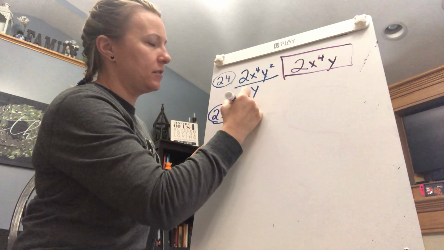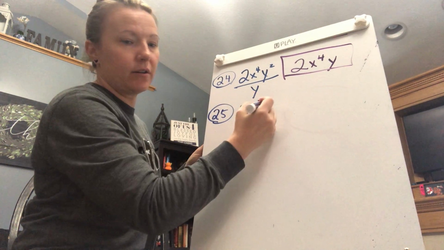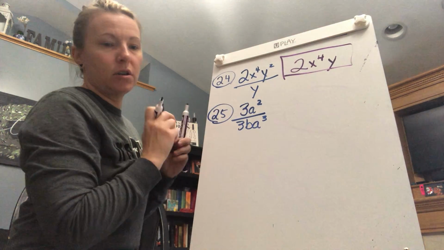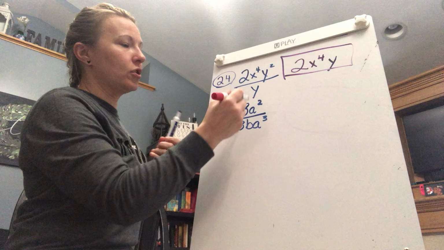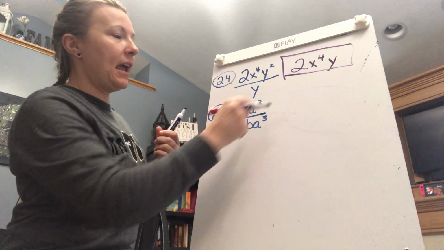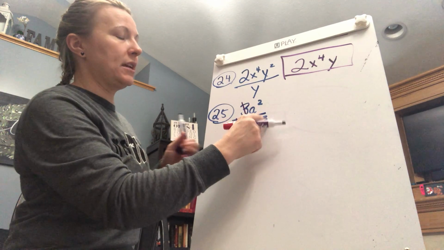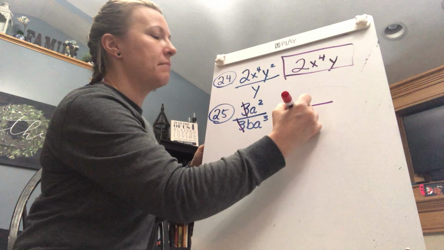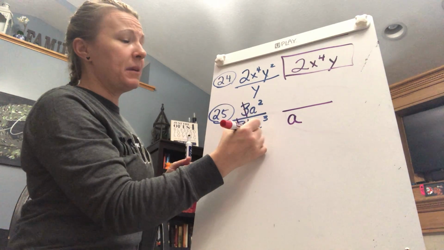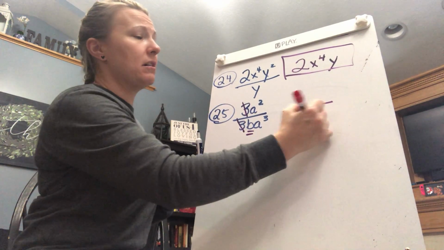25 says 3a squared over 3ba to the 3rd. So first, the 3's cancel out. Same thing on the top and bottom, no more numbers. I've got a to the 2 and a to the 3, so I have more a's on the bottom. And then 3 take away 2 just gives me 1. And then this b, there's no other b, so I have a b on the bottom.